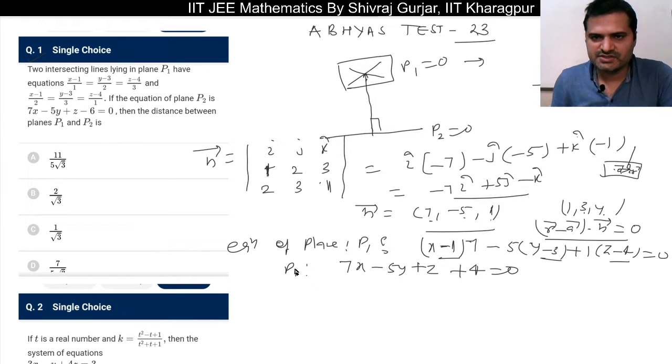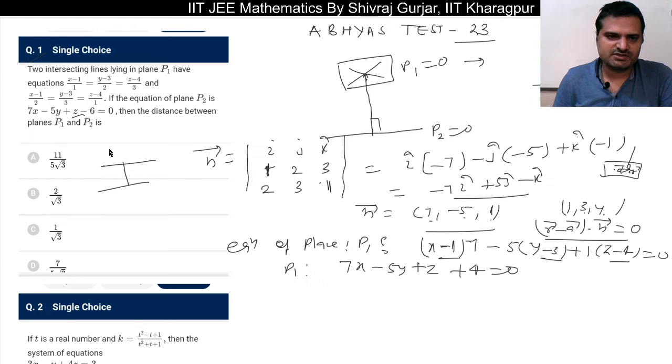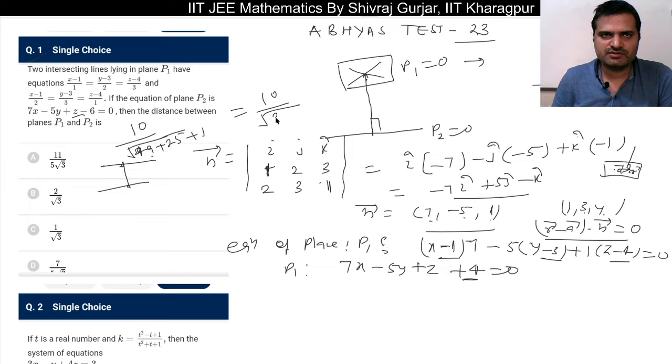Now we are asked to find the distance between plane P1 and P2. This is P2. So what will be the distance between two parallel planes? The distance between two parallel planes is the difference of their constants, here that is minus 6 minus 4, that is 10, divided by the square root of the sum of the squares of the coefficients. So 7 square is 49 plus 5 square 25 plus 1 square is 1. So this is 10 divided by root 75. 75 can be written as 25 into 3. The root of 25 is 5, so this is nothing but 2 by root 3. So P is the answer.